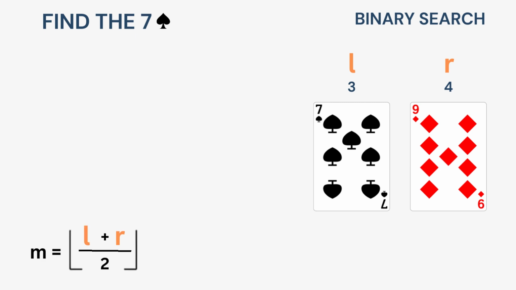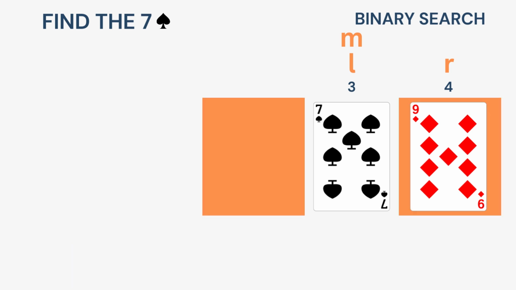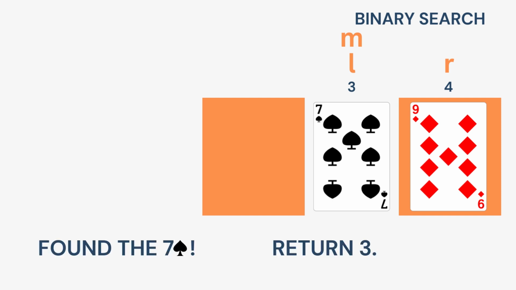We calculate the mid. L is 3, R is 4. 7 divided by 2 is 3.5. This floor sign means that you round down, so the mid becomes 3. We then split the array into two groups again. We check the card at the mid again and see that the 7 of spades is here. So we have successfully found the card using binary search. You can return true or the index where the card was found.